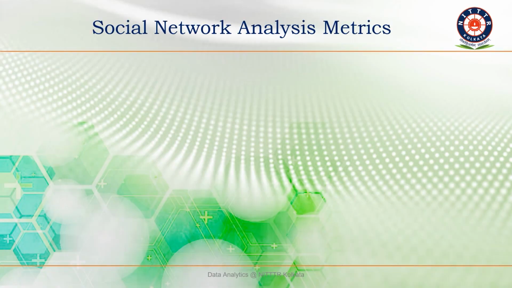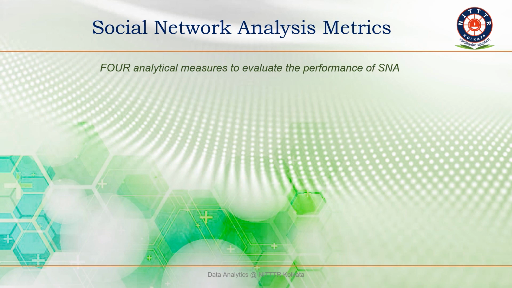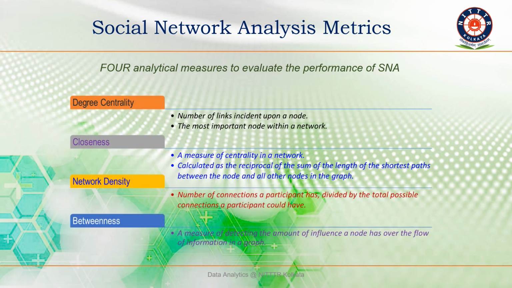Social network analysis can also be evaluated from the viewpoint of analytical metrics. There are mainly 4 types of analytical metrics: degree centrality, closeness, network density and betweenness. Degree centrality is basically an important node within the network, and it indicates the number of links incident upon a node. Closeness is a measure of centrality in a network. It is calculated as the reciprocal of the sum of the lengths of the shortest paths between the node and all other nodes in the graph.